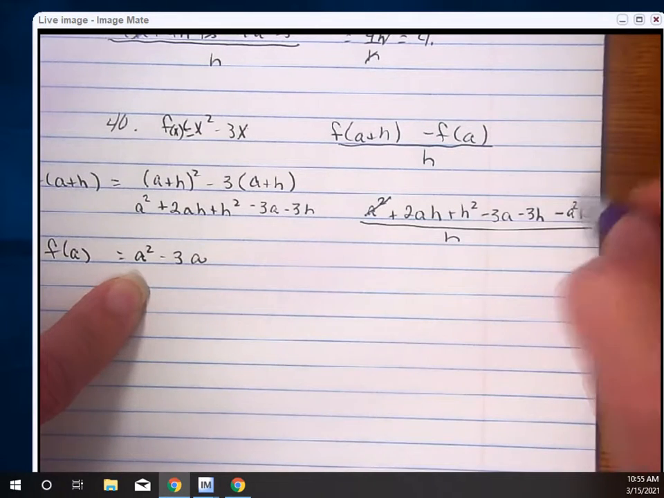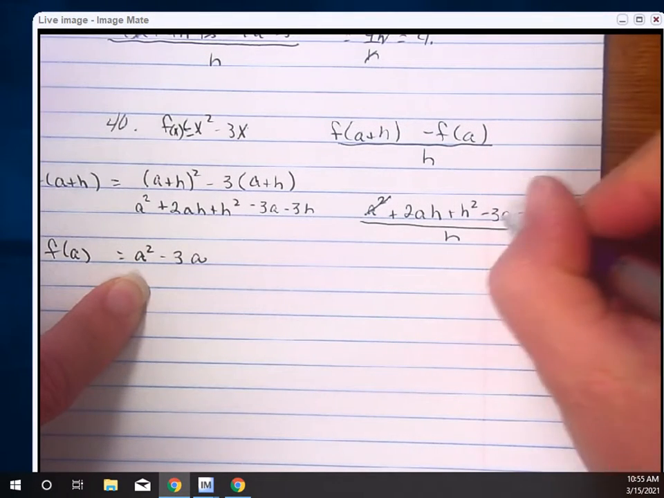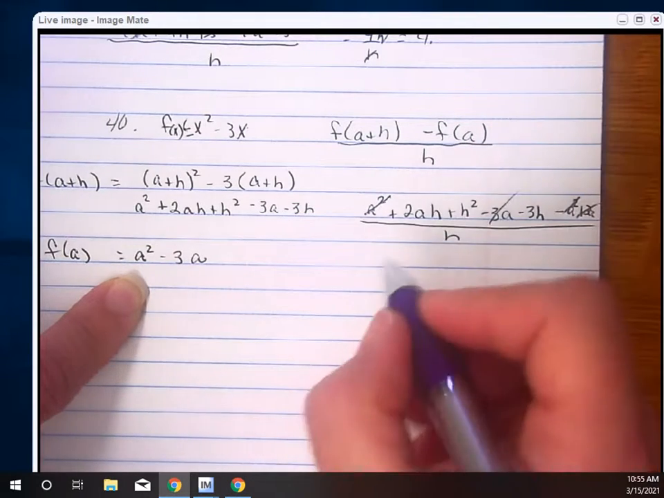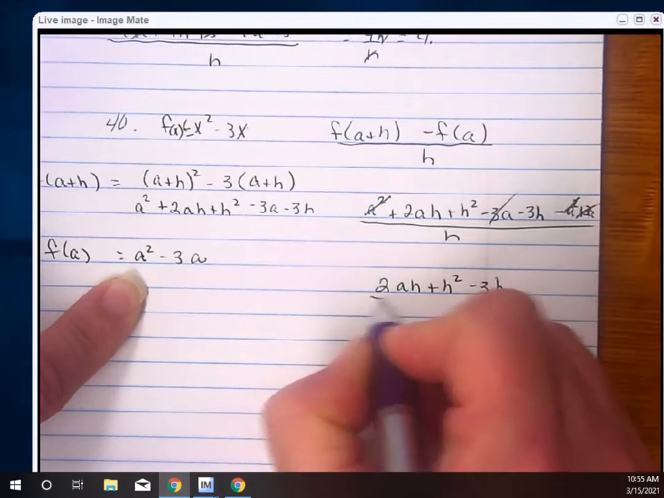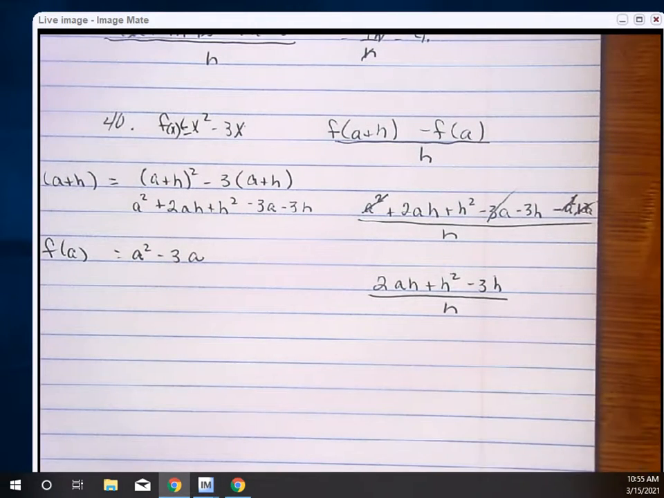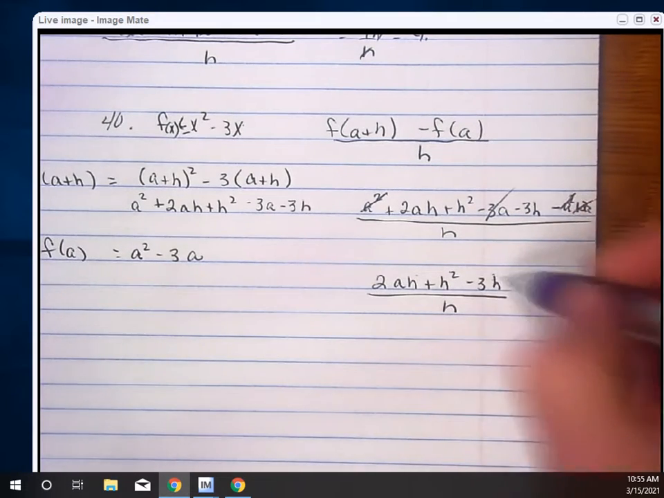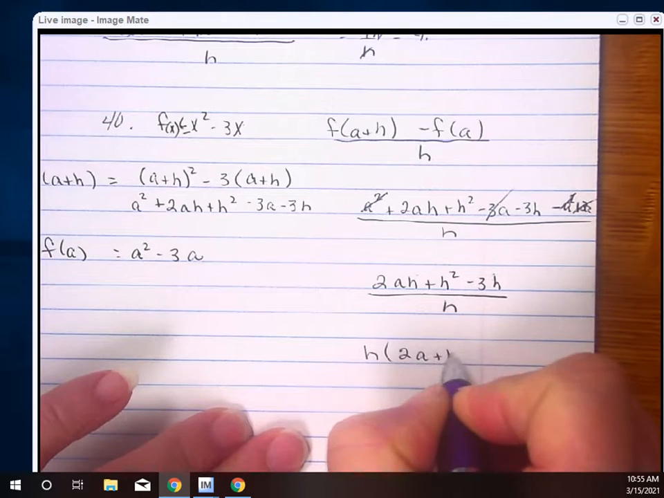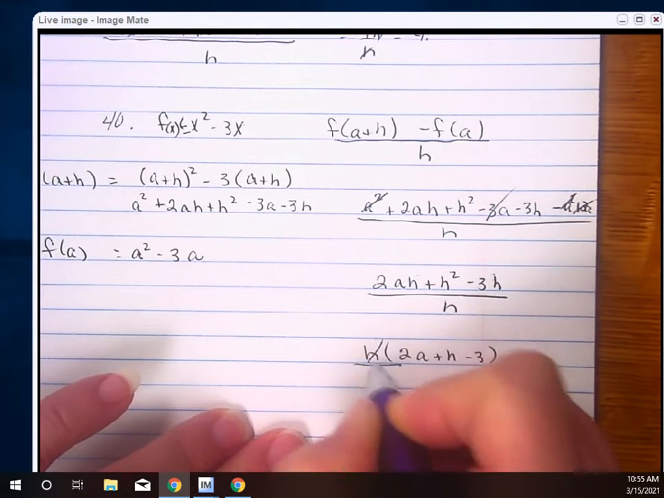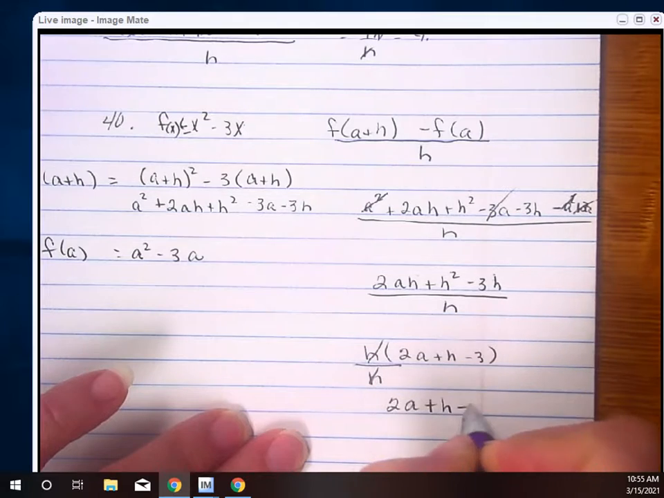A squared minus a squared goes away. 3a minus 3a goes away. 2ah plus h squared minus 3h all over h. Can I simplify that? Greatest common factor. There's an h in all of those. So if I factor out the h, that leaves me 2a plus h minus 3 divided by h. Final answer, 2a plus h minus 3.